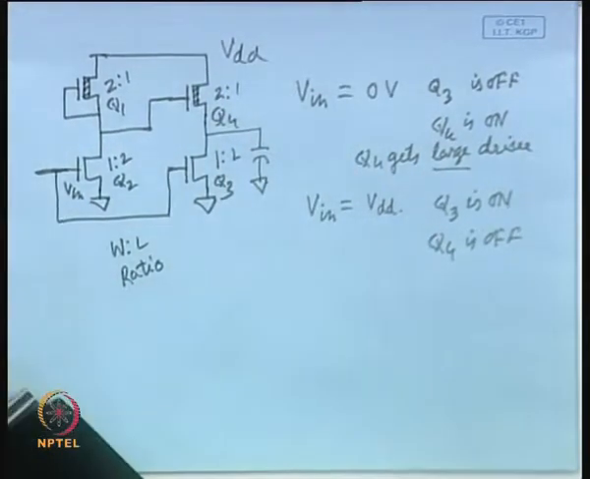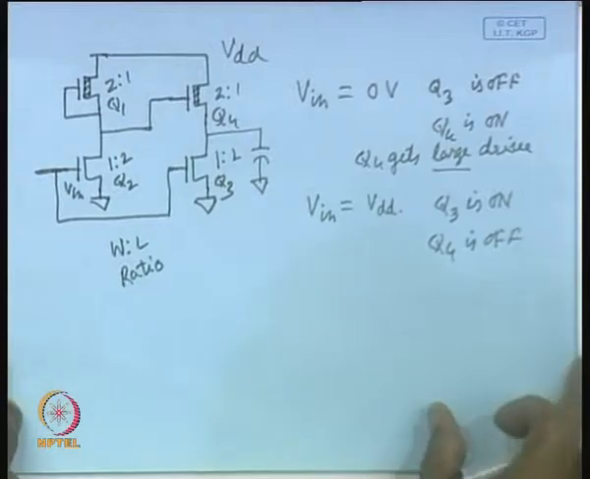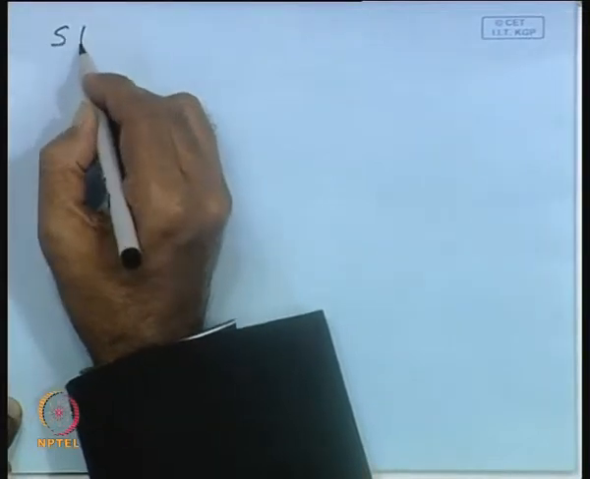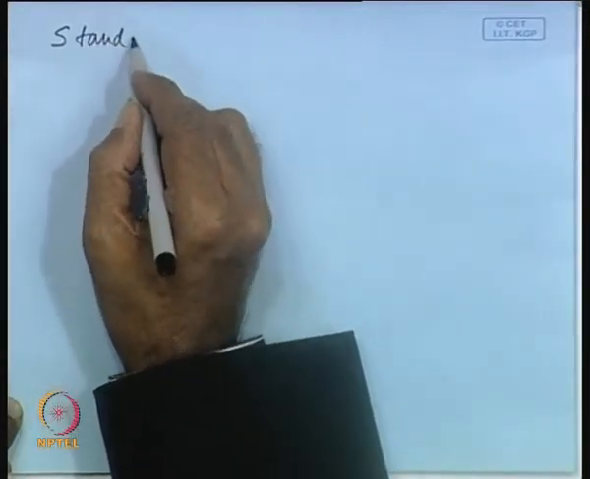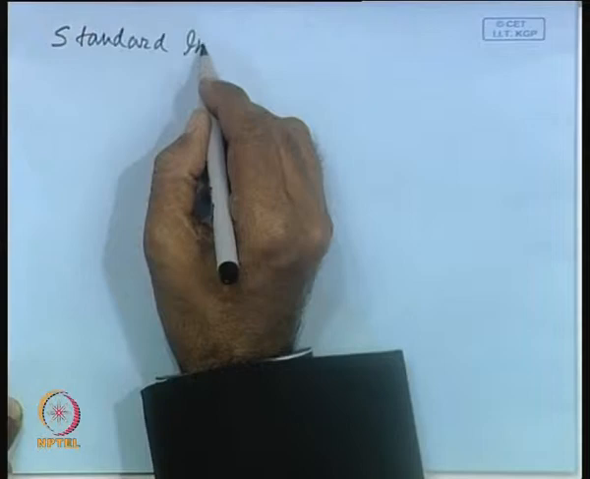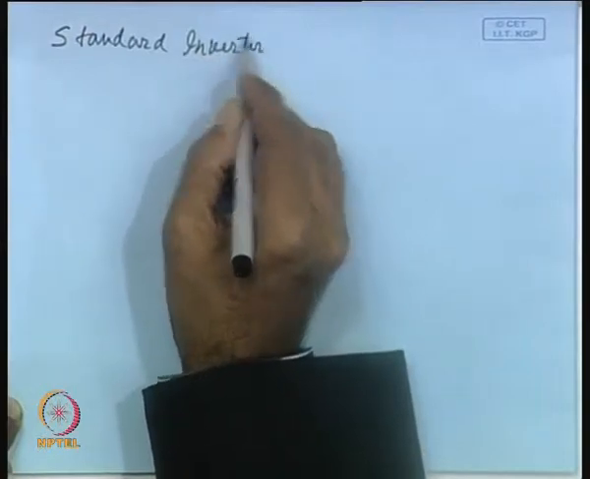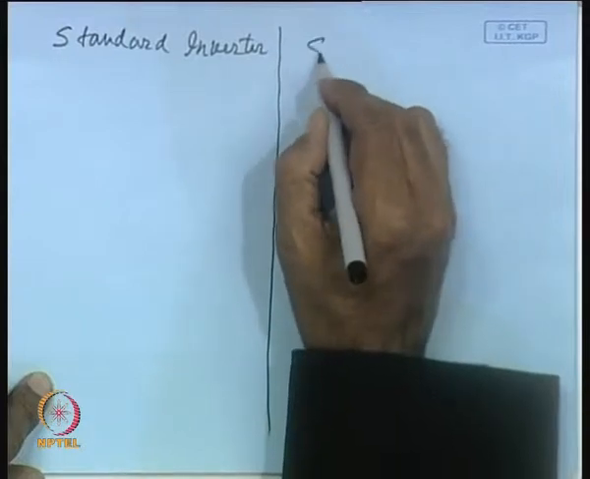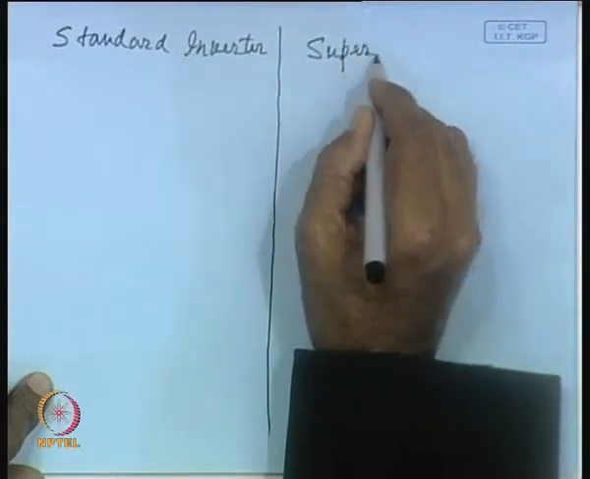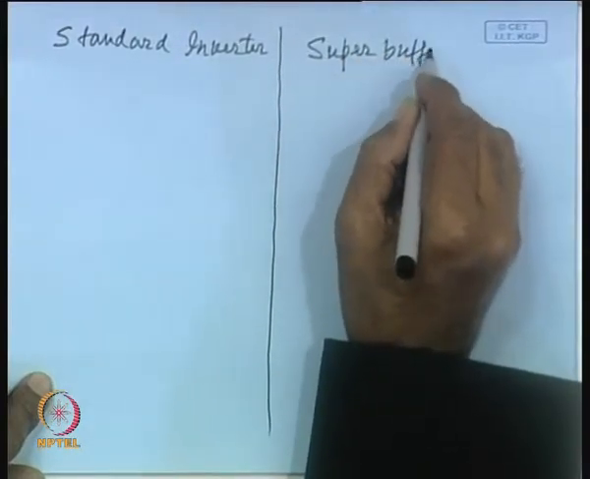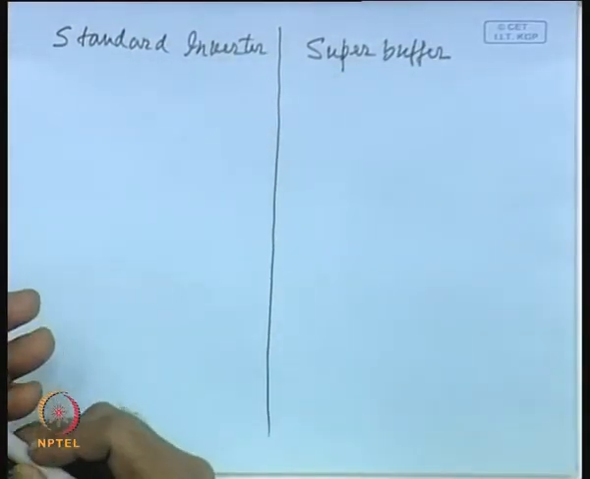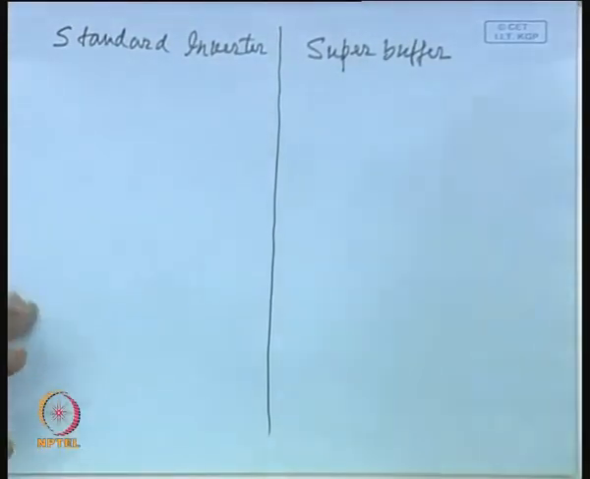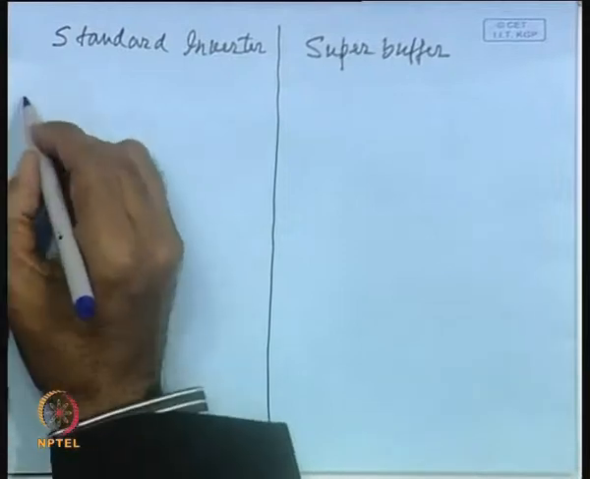That we can really explain by doing some computation. Let us do some computation about the two cases. One is your standard inverter, and on the other side we shall compute the super buffer. So, how the currents of these two are different.